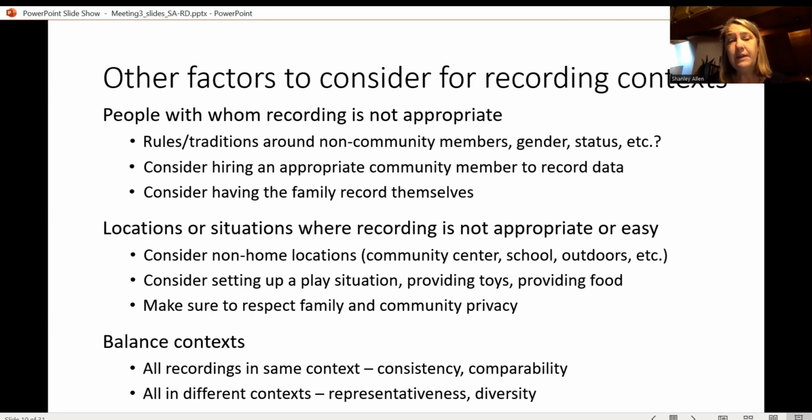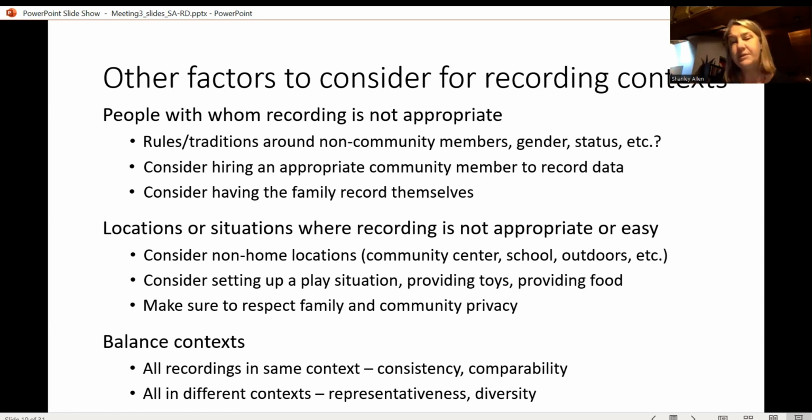And then you want to think about the context. So either you could record all recordings in the same context, which is what I did, everything in the home, and that gives some consistency across your recordings and also comparability because everything's in the same context. So when you're looking across the different ages, the difference wouldn't be, here I recorded at home and there I recorded outdoors playing.